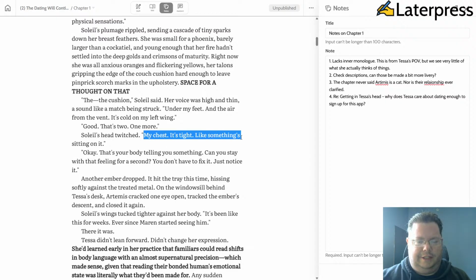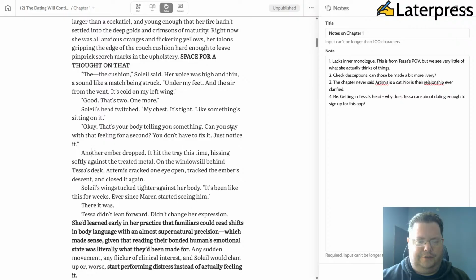"My chest, it's tight. It's like something's sitting on it." "Okay, that's your body telling you something. Can you stay with that feeling for a second? You don't have to fix it. Just notice it."